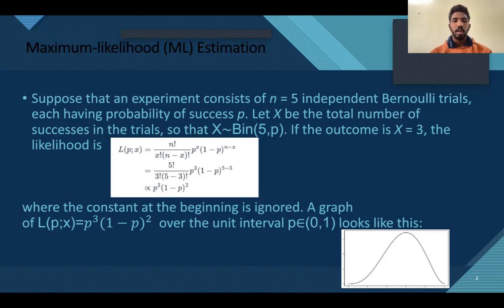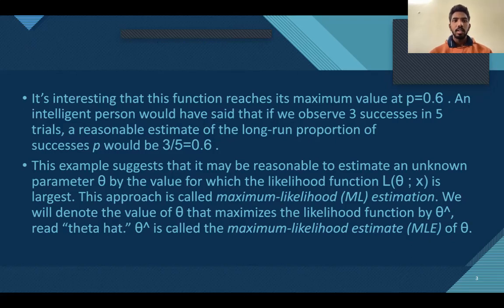where the constant at the beginning is ignored. A graph of L(p; x) equal to p power 3 (1 minus p) squared over the unit interval p in (0, 1) looks like this. You can see the graph below. It's interesting that the function reaches its maximum value at p equal to 0.6, and an intelligent person would have said that if we observe 3 successes in 5 trials, a reasonable estimate of the long-run proportion of successes p would be 3 by 5 equal to 0.6.